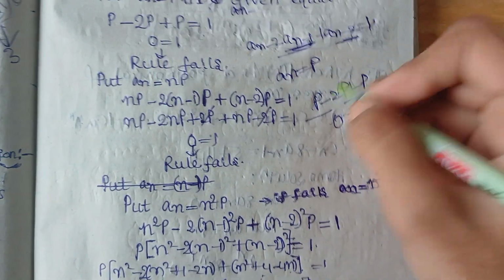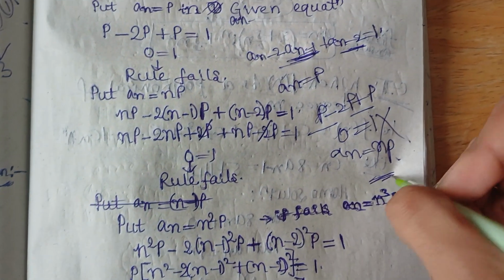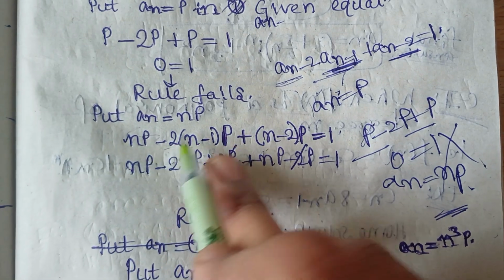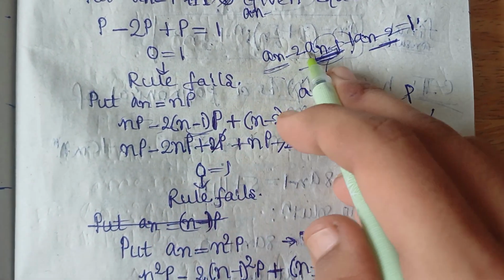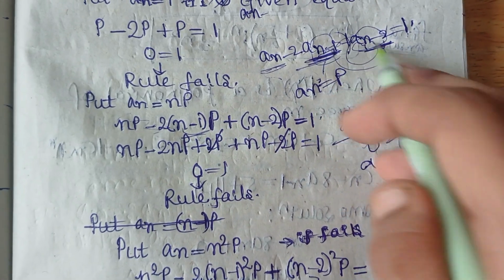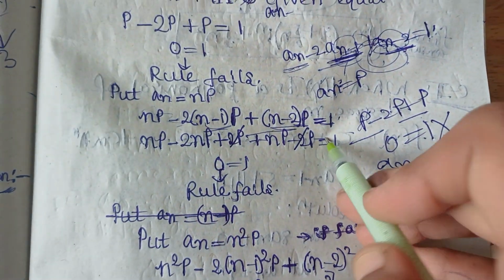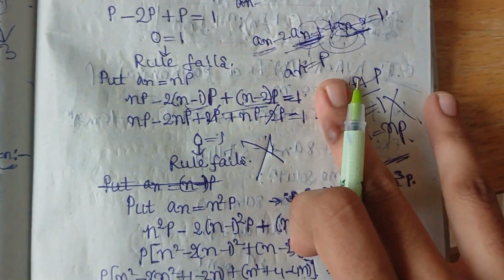Now we have to replace an with np. In this equation, by placing an equal to np, minus 2 times an means that is n minus 1 into p, and again an minus 2 is p, which is nothing but n minus 2 into p. Now on simplifying this, you will get again 0 equal to 1. That means here also your rule is going to fail.